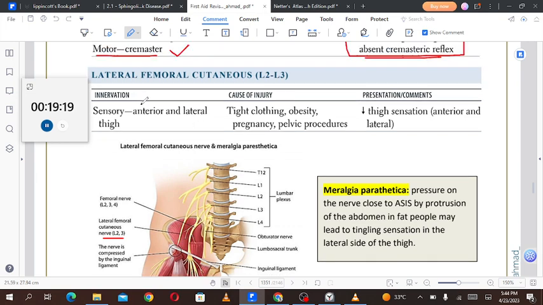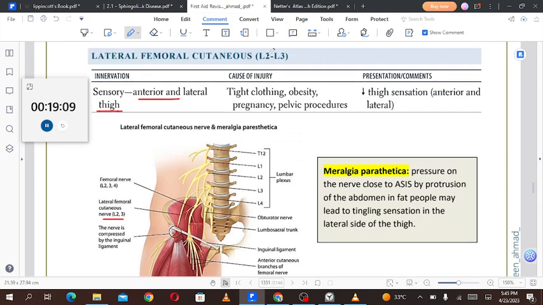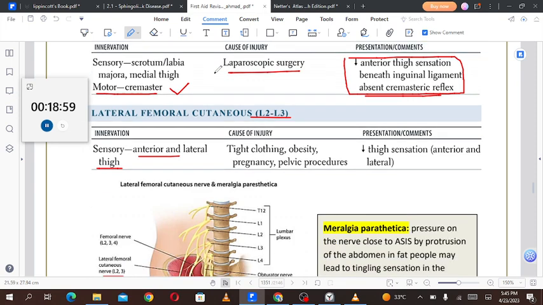So the lateral femoral cutaneous nerve provides sensory innervation only to the anterior and lateral aspect of the thigh. The anterior and lateral aspect of the thigh is supplied by the lateral femoral cutaneous nerve coming from L2 and L3, and the medial aspect of the thigh is supplied by the genitofemoral nerve. Not the complete medial aspect, but to some extent it is supplied by the genitofemoral nerve. So the anterior and lateral thigh receives cutaneous innervation from the lateral femoral cutaneous nerve.